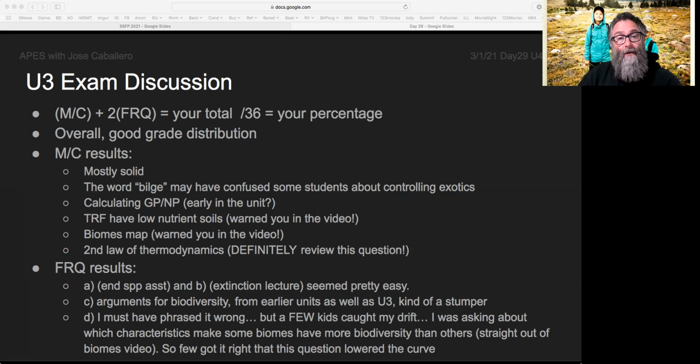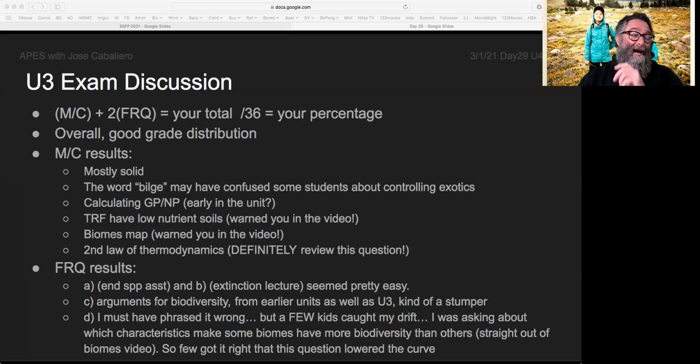And then in the free response, A and B were almost across the board accessible. Some kids made a mistake because they were distracted or they didn't write it correctly. I can tell that some of you struggle to put your words down. But they were pretty straightforward. A was asking about an endangered species and why it's endangered. You did an assignment about that. And B was asking about general characteristics of species likely to become endangered, and that was a big part of an extinction lecture I gave.